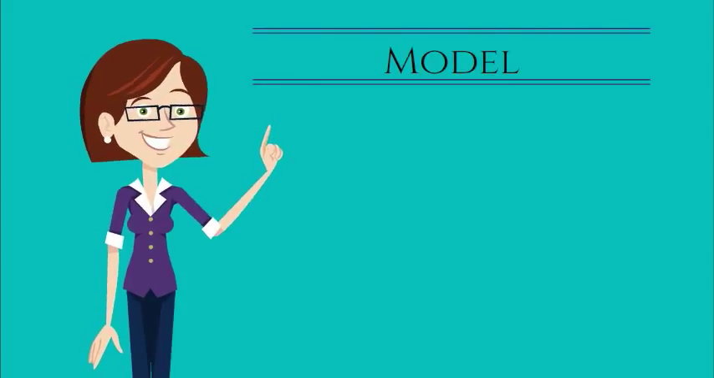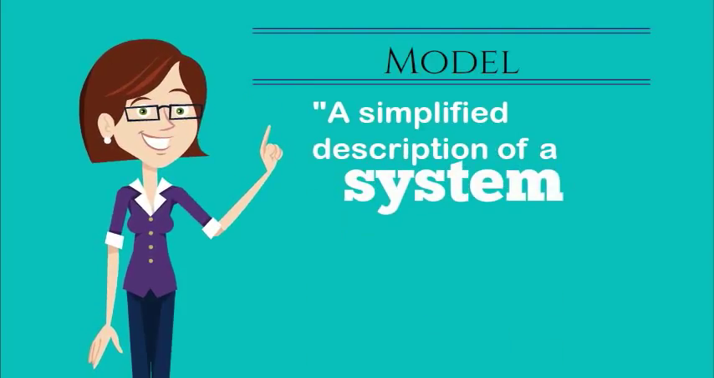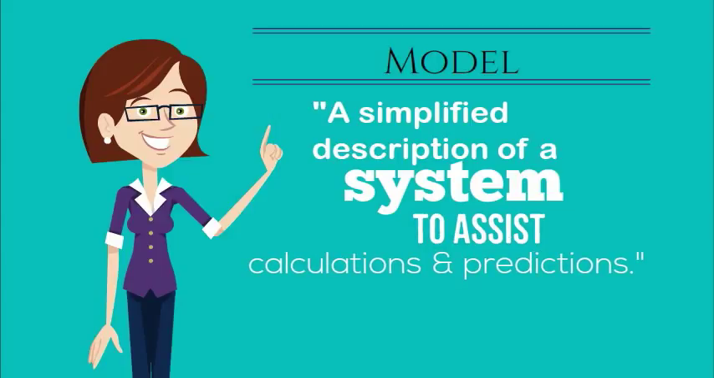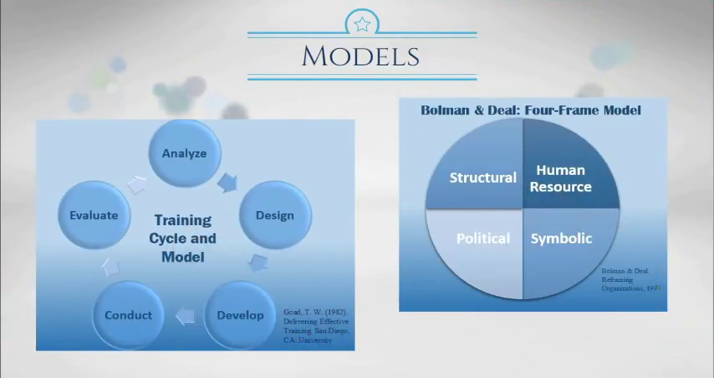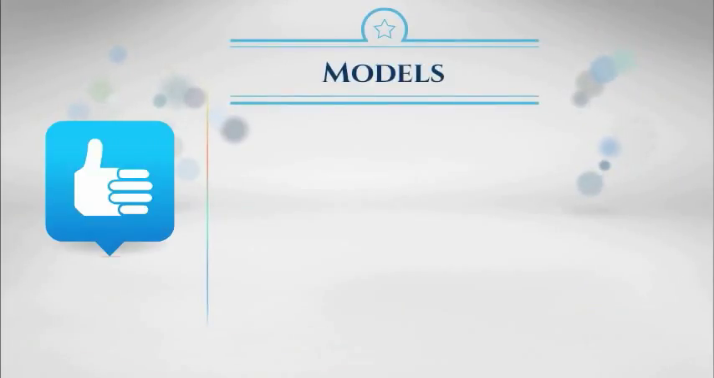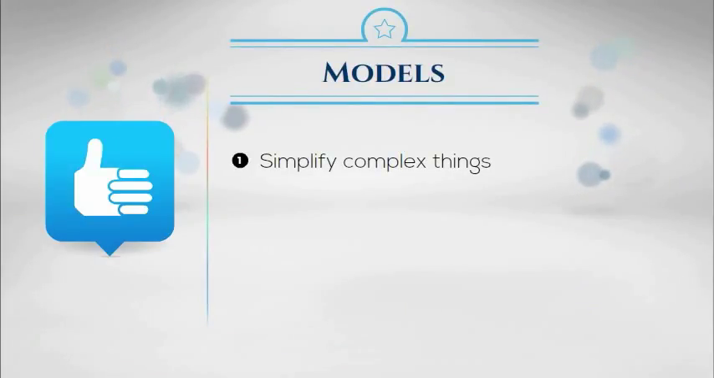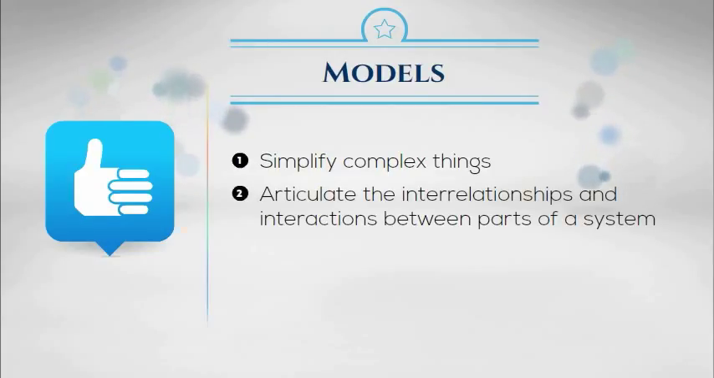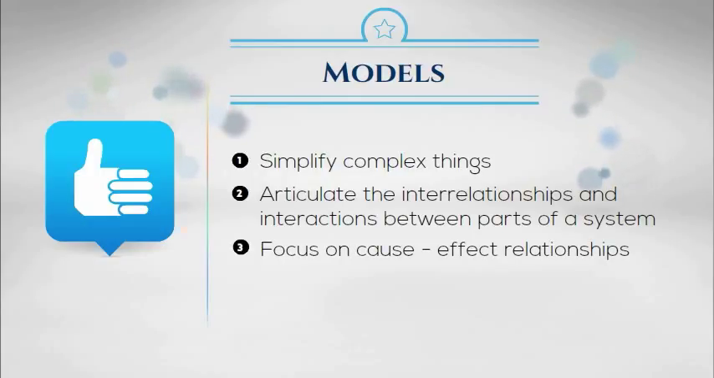Another tool useful to aid analysis are models. A model is a simplified description of a system to assist calculations and predictions, according to the Oxford University Press. Here are examples of models that help show interrelationships or complex concepts. Let's summarize. Models help simplify complex things, provide a method to articulate the interrelationships and interactions between parts of a system, and help us to focus on cause-effect relationships.